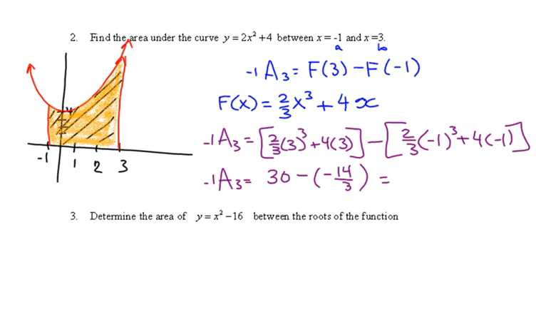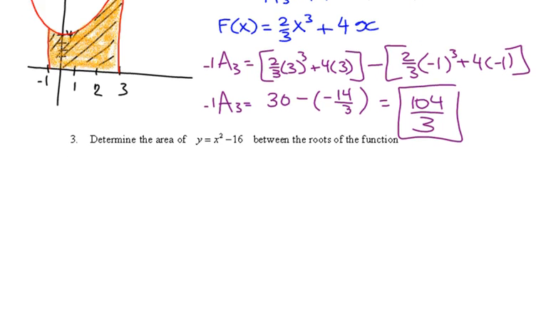Yeah, and so then what does that equal to? Final answer? 104 over 3 is our area. No, because negative 2/3 minus 4 is negative 12 over 3, because you have two negatives there. Okay. All right.